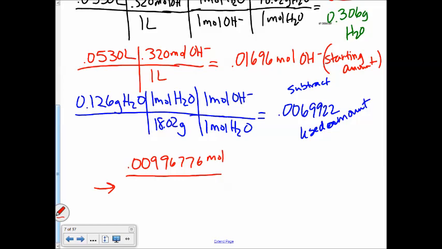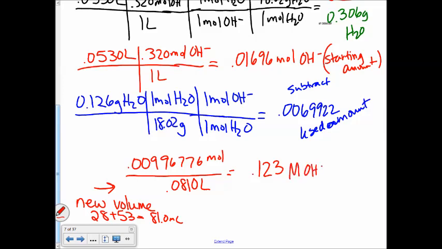I need to calculate the new volume, right? I had 53, what was the other milliliters? So it was 28 plus 53, right? 28 plus 53. So this is 81.0810 liters. And what's our concentration? What was it? So it's very similar to what you have already done, but now we're just dealing with H's and OH's.